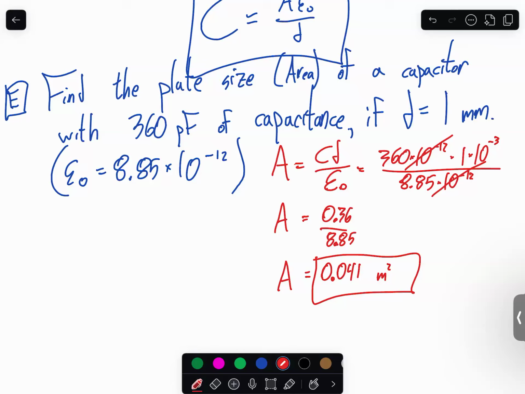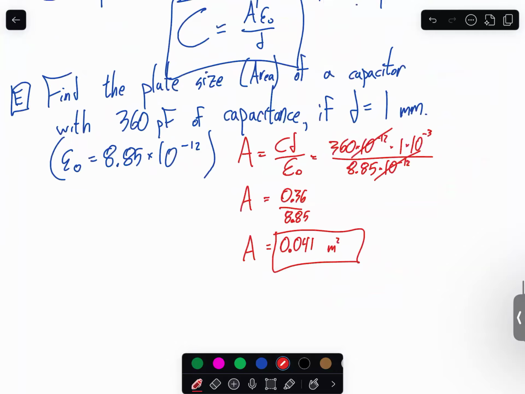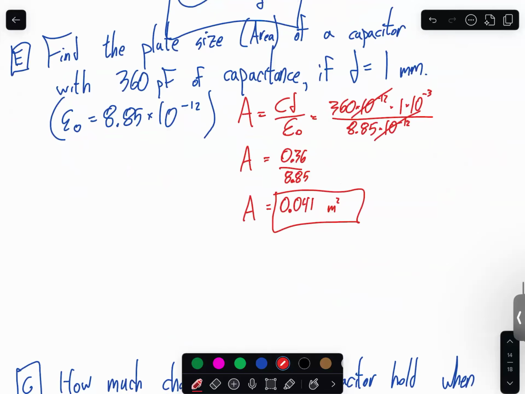Okay, hey, follow up here. How big is this? What's the side length if I assume this is a square? Nope, nope, nope. This is F.